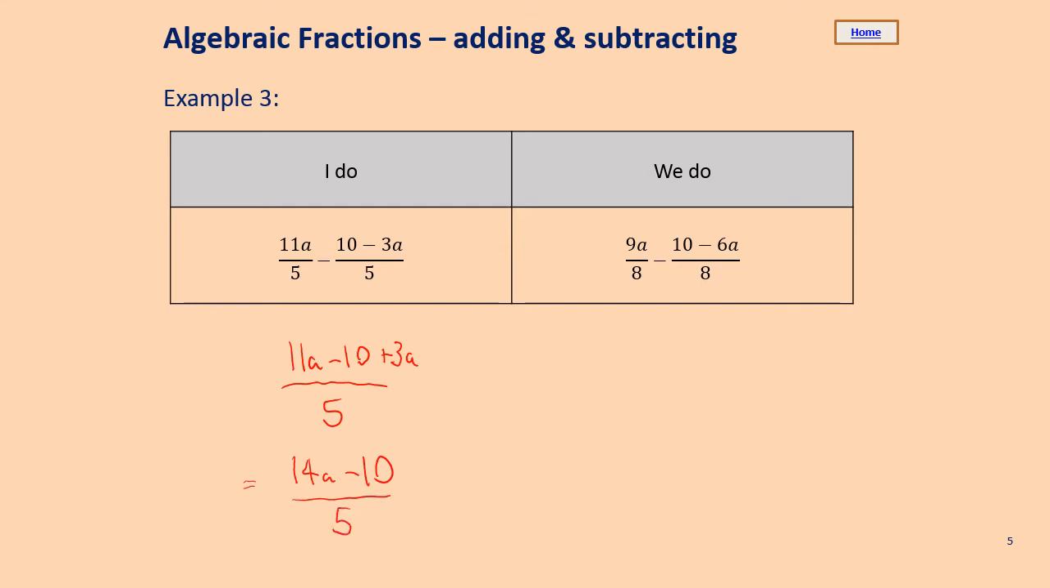And then finally with this answer, just check, can you simplify this? 14, 10 and 5 have no common factors except for 1. So no, we can't simplify this any further. So please pause the video here, copy this down, be really careful with that double negative sign, and again it appears here in the we do, so be really careful with that. Okay, pause the video here, copy down the I do, try that we do, I'll go through it in a moment.